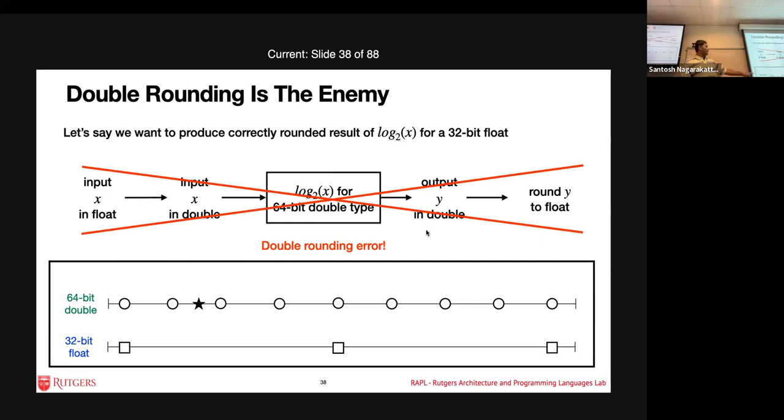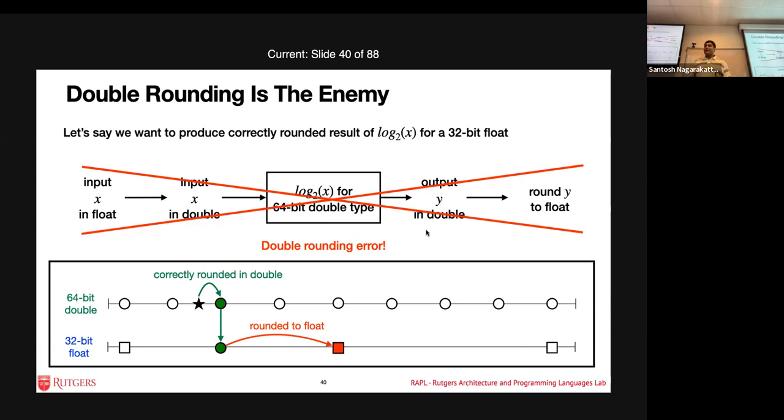And the star is the real value produced by your double library. The first thing that happens when you call the double library is it produces this real value or close to it, and produces the correctly rounded result for it. And then you truncate it to a floating point, you round it, and it will go to a different rounding. So if you look at this, this star is less than the midpoint. It should have rounded to this result if you directly rounded it.